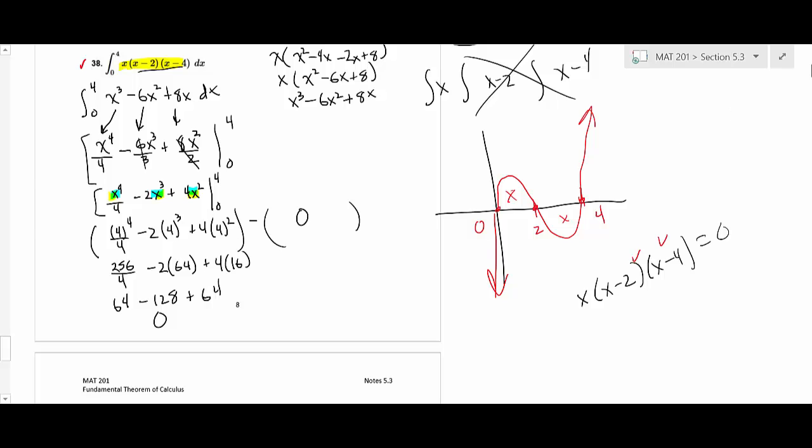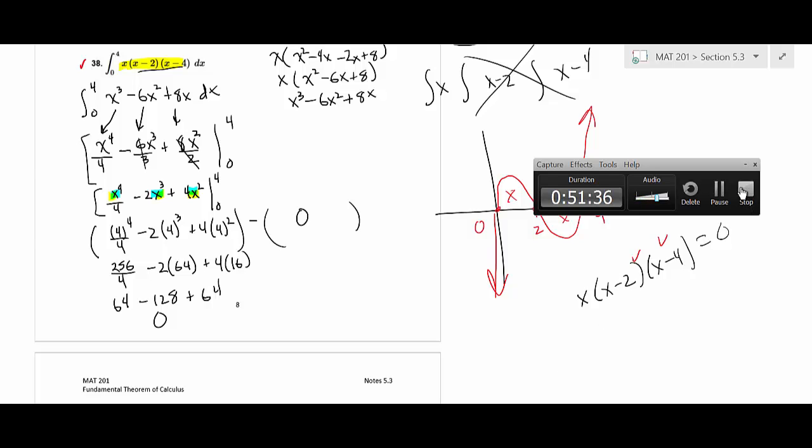So what do you guys think of definite integrals? Wonderful. Definitely fun, right?